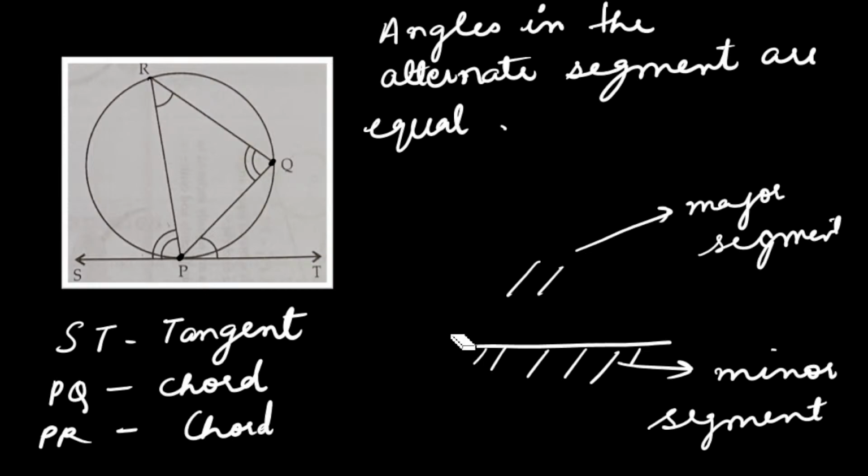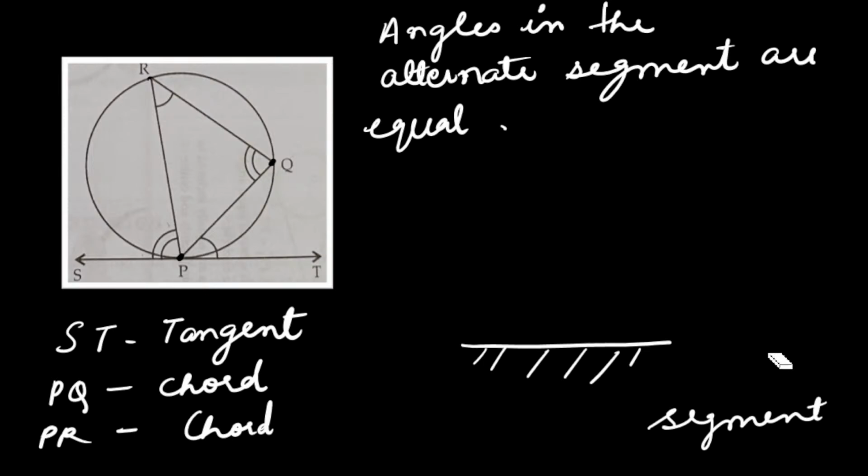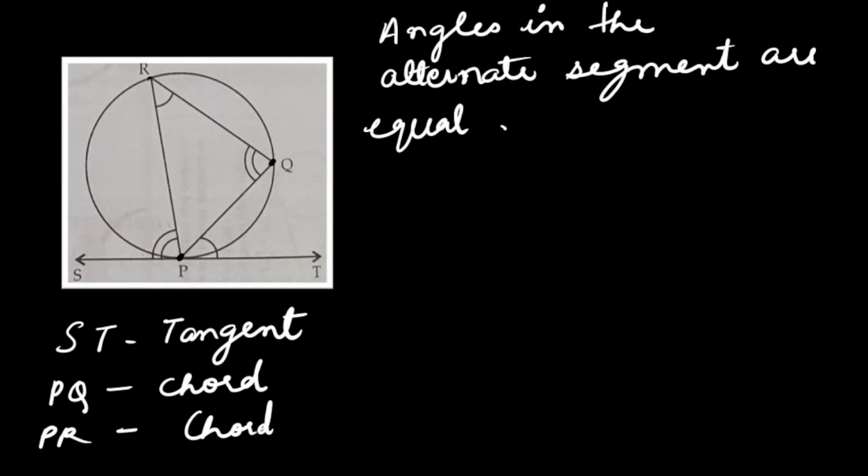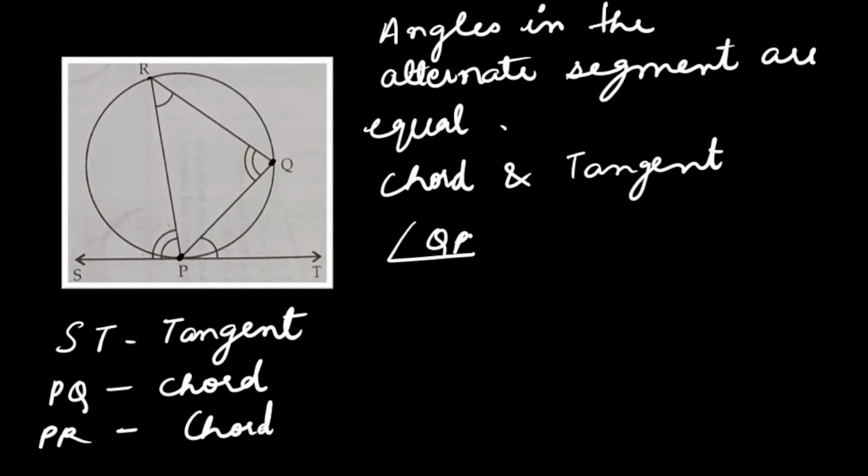In the given figure, two segments are there. First is this one, and the other one is this one. So angles in the alternate segment are equal. How to recognize these angles? If the angle is between a chord and a tangent, that is the angle you have to see. Here this is angle QPT, which is between the chord and tangent.